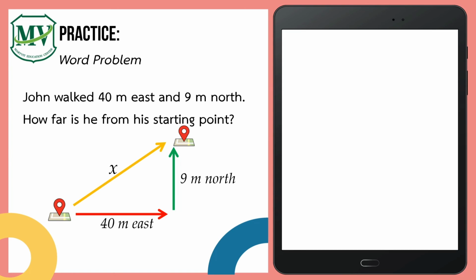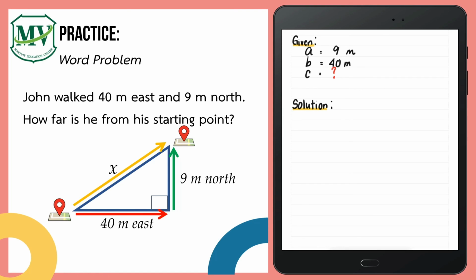And how are we going to calculate this one? We're going to use the Pythagoras Theorem. The unknown side of the triangle is the hypotenuse, and the given are the two legs. Therefore, we will use the formula for the missing hypotenuse, which is c equals the square root of a squared plus b squared. Then, we will substitute the value of a and b. Square root of 9 squared plus 40 squared.